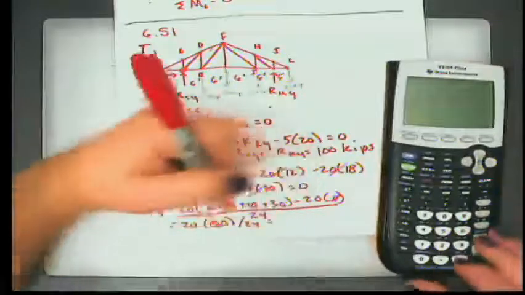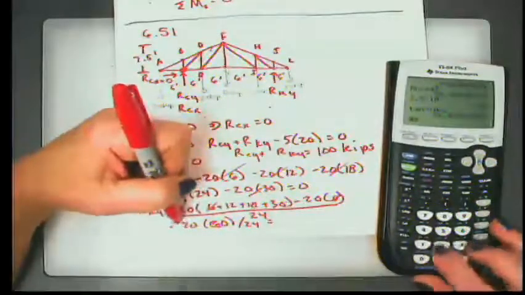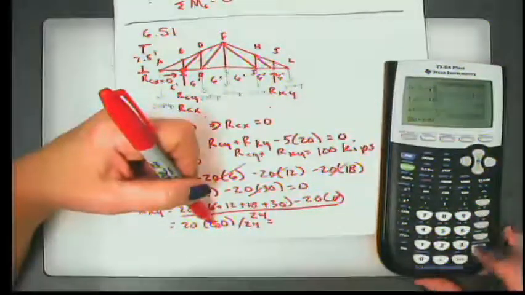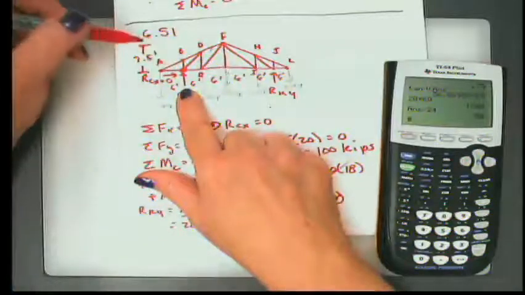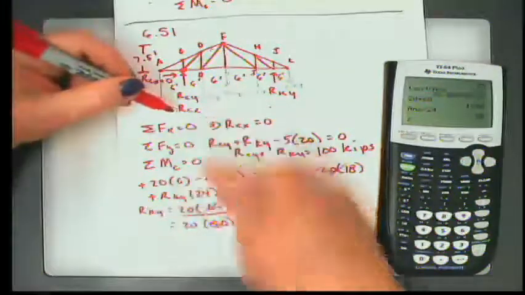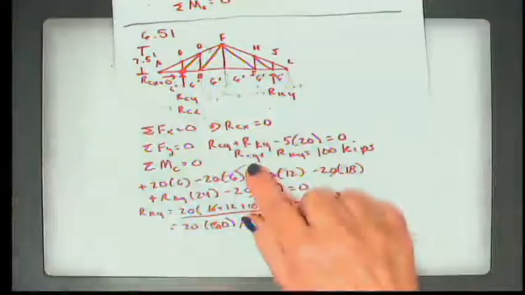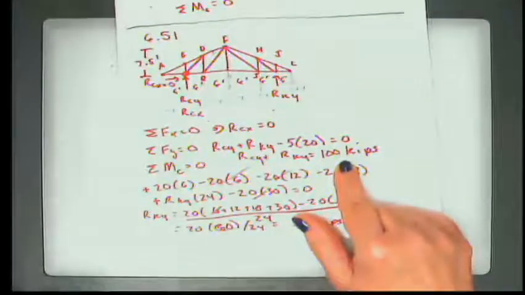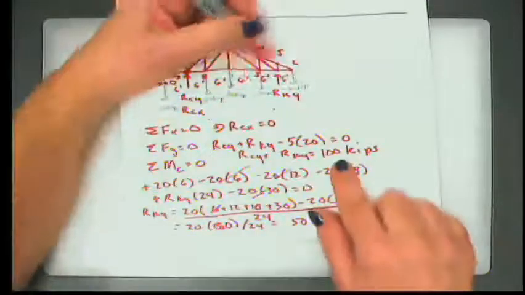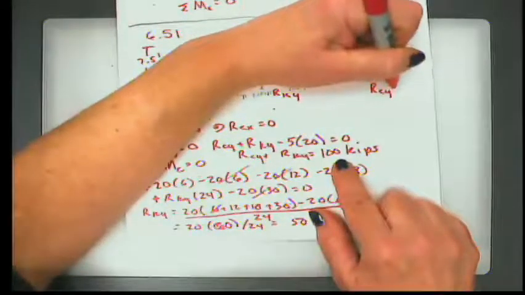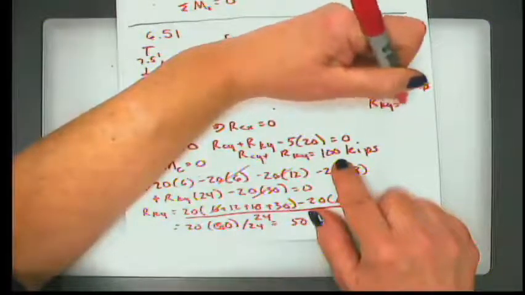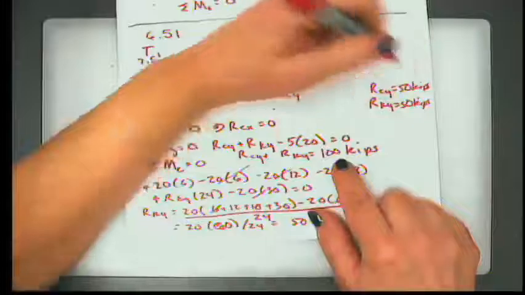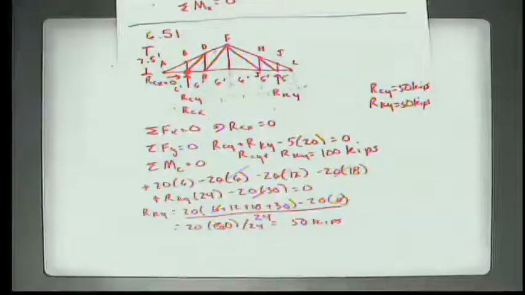And the value of R sub ky then is 20 times 60 divided by 24, and that value is 50 kips. All right, well, if R sub ky is 50 kips, that must mean R sub cy has to be 50 kips as well, so that they add to 100 kips. So I have R sub cy equal to 50 kips, and R sub ky is also equal to 50 kips. All right, so we're on pretty familiar territory up till now.